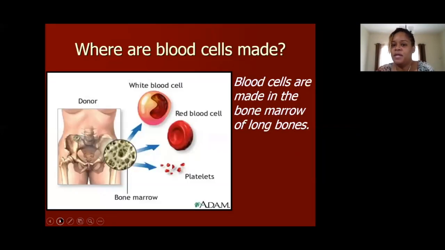And then we get into our blood cells. Now the blood cells are made in the bone marrow of your long bones. So we're now talking about the blood cells that help to make up blood. Before we can talk about them, we need to know where they come from. Well, they're made in our long bones. The femur is one of our long bones where white blood cells, red blood cells, and platelets are made.